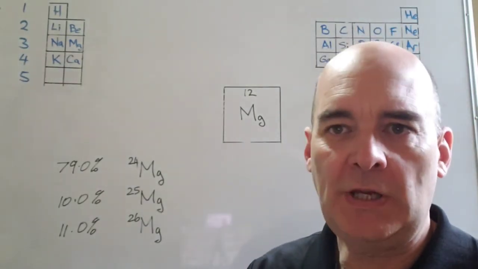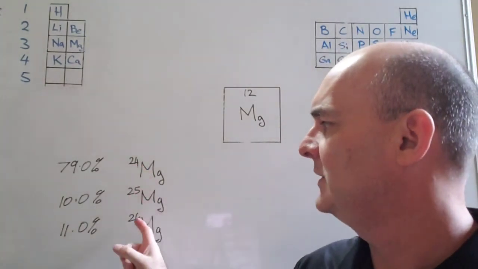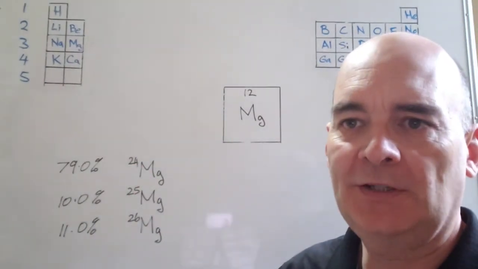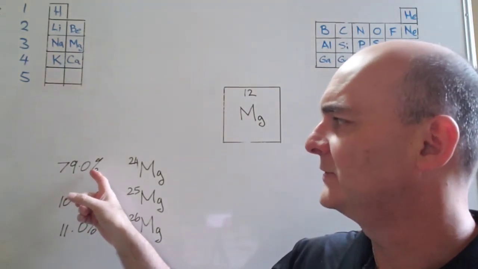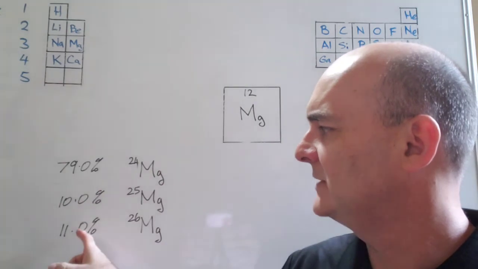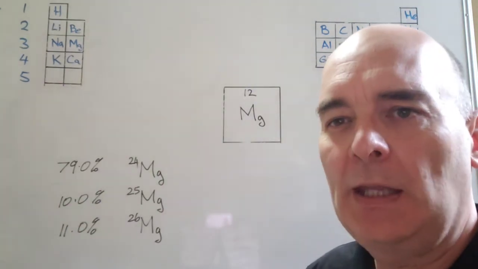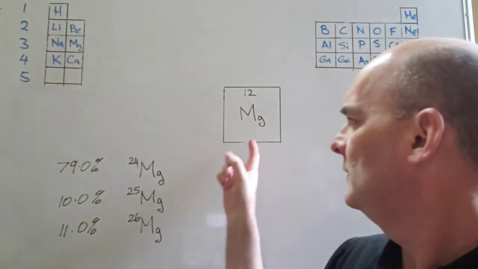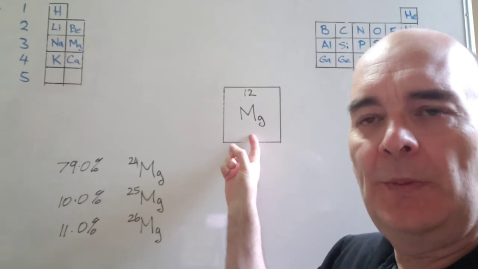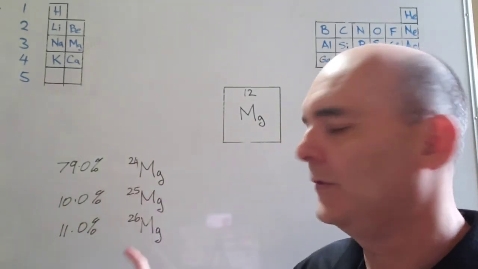Magnesium has 3 isotopes. They're called magnesium-24, magnesium-25, and magnesium-26. And they have relative natural abundance of 79%, 10%, and 11%. What we're going to do now is calculate the average atomic mass, the number that we're going to be able to put on the periodic table. And all that is a weighted average of these numbers.